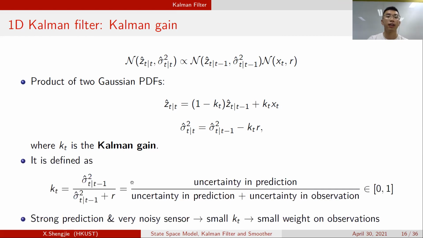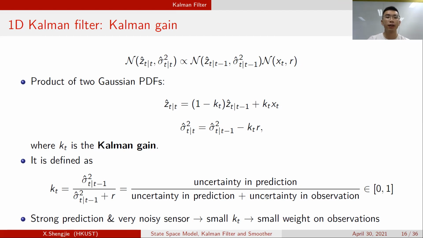Kalman gain is defined as the uncertainty in the prediction. We have noticed that this one is called uncertainty in the prediction because it is t conditioned on t-1, it is doing prediction. This is the uncertainty in prediction, and this is the uncertainty in both the prediction and the observation. So this is the ratio. It lies between 0 and 1. What is the meaning of this Kalman gain?